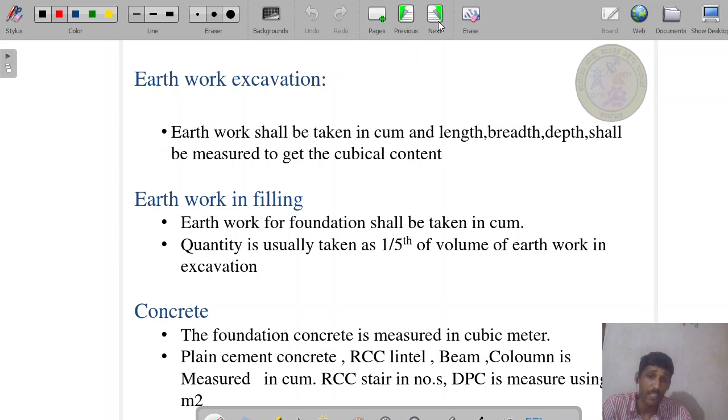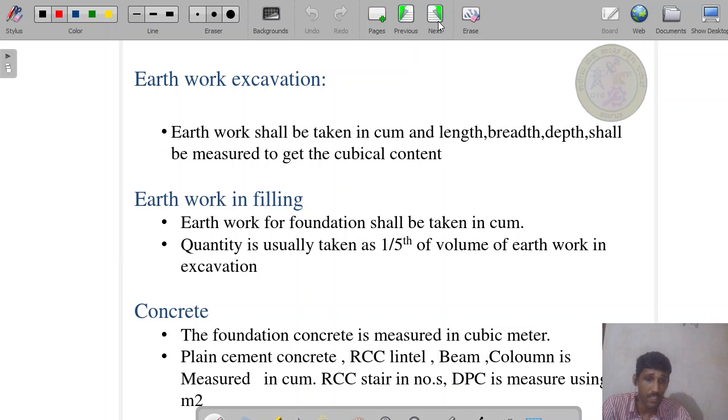Next, concrete. The foundation concrete is to be measured in cubic meter. Plain cement concrete, RCC lintel, beam, column are measured in meter cube. RCC stair is measured in terms of numbers.